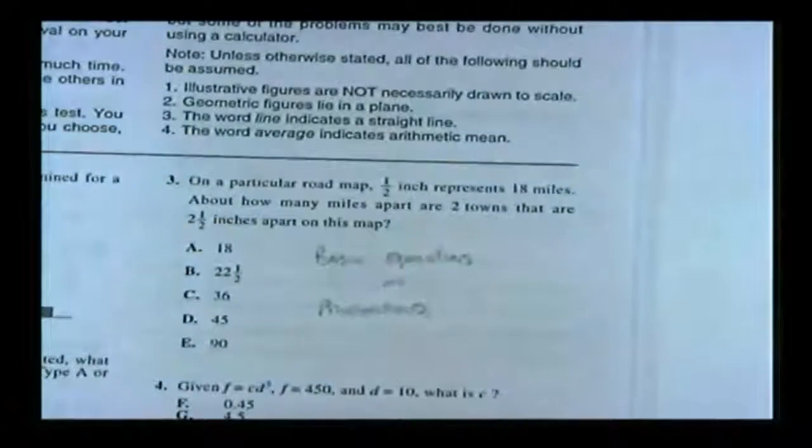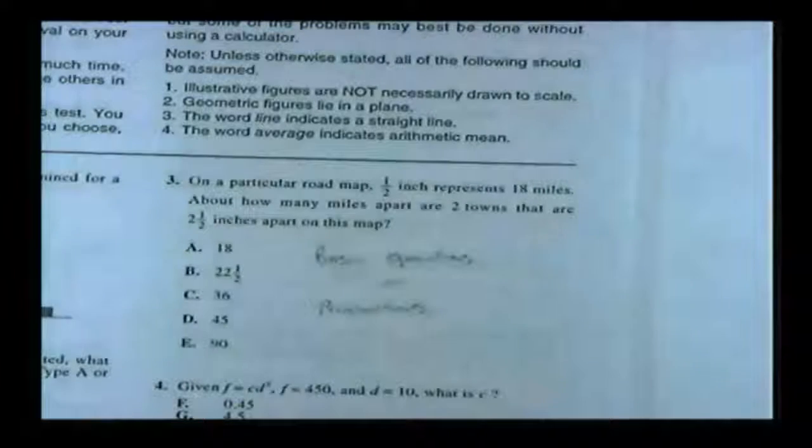So on a particular road map, 1/2 inch represents 18 miles. About how many miles apart are two towns that are 2.5 inches apart? So there's a couple of different ways that you can solve this problem. We know that 1/2 inch is 18 miles. You can look at this and do the basic operations and think, okay, how many 1/2 inches are in 2.5 inches? Well, I have 5 1/2 inches, and multiply 5 by 18, and that would be your answer.